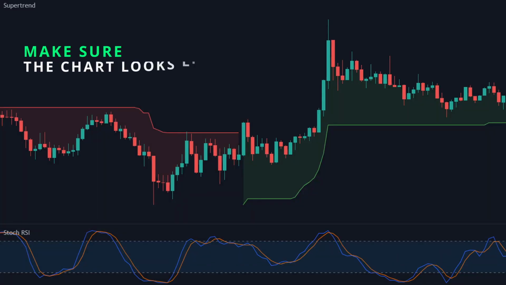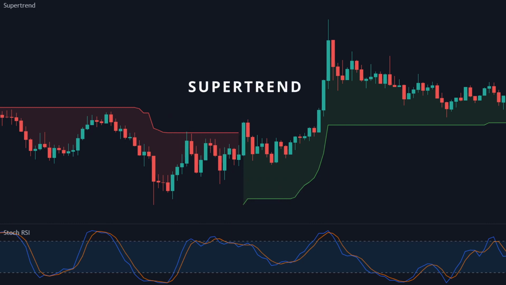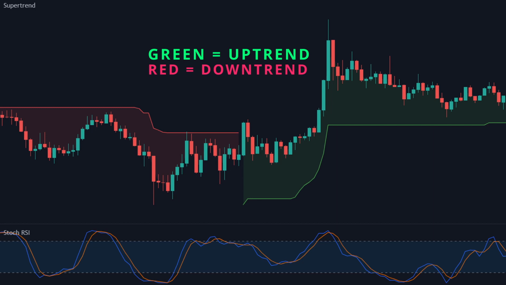This is how our chart looks after setting up all the indicators. If you missed something, please go back to the indicators section in the description. As you can see, our chart now has 2 indicators. First, the red and green lines here are the Supertrend indicator. This will be our main trend indicator. If the price is above Supertrend, that means the market is in an uptrend. But if the price is below them, that means the market is in a downtrend.